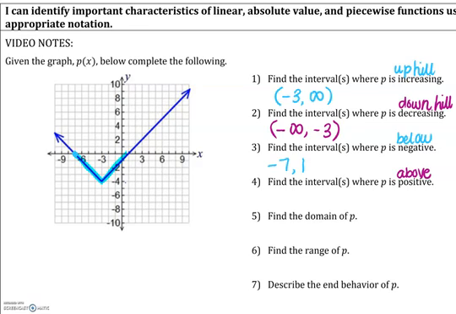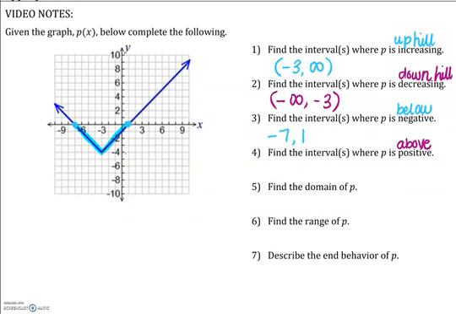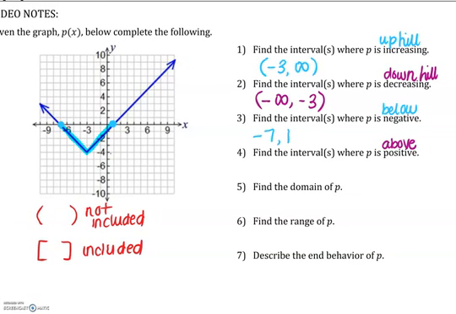Now, at these 2 points, we need to decide if there's a parentheses or a bracket. As a little reminder, a parenthesis means not included. And if you have a bracket, that means it is included. So when I look at this point, both of them are actually x-intercepts at -7 and at 1. We want to ask ourselves, are those 2 points negative? Or in other words, are they below the x-axis? And since they're on the x-axis, that means they are not below it, so we're going to use parentheses.